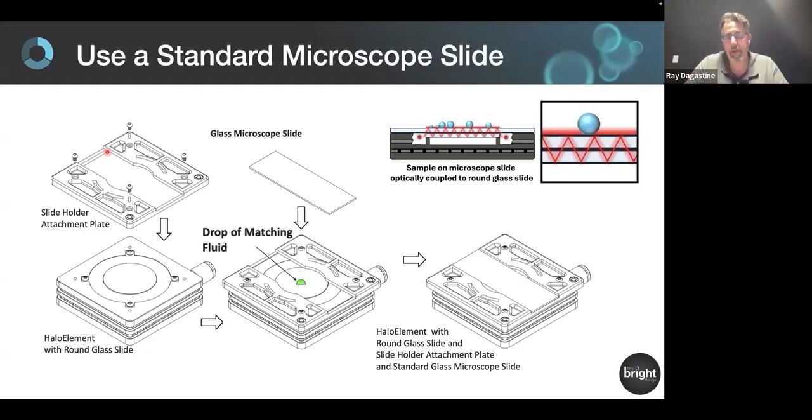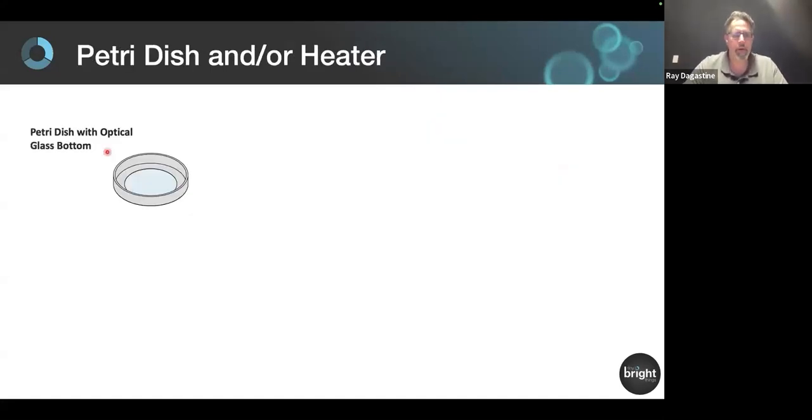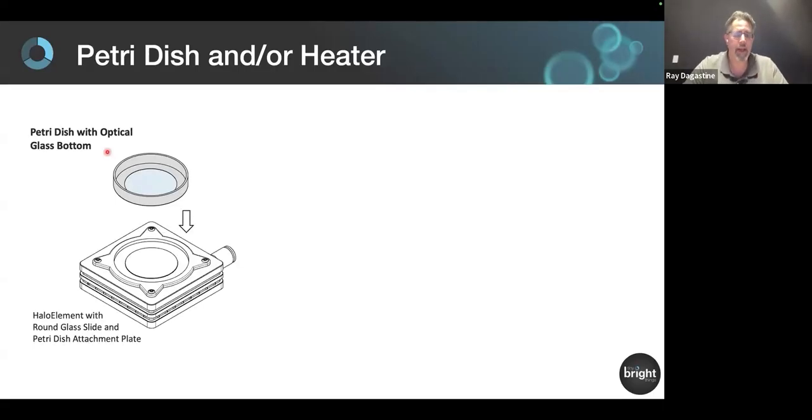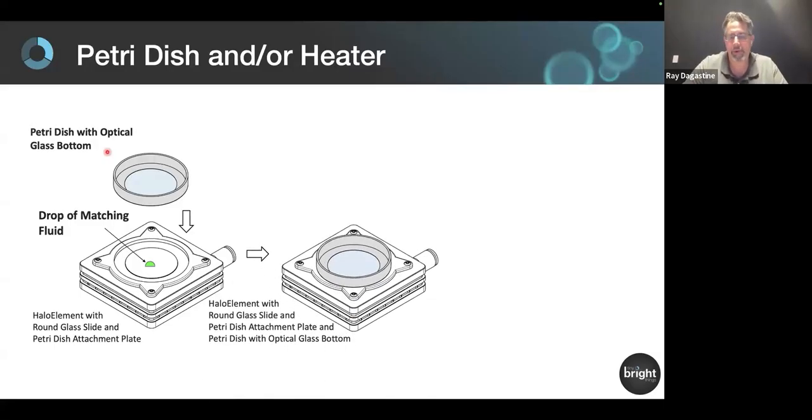But not everyone uses a microscope slide or a cover slip. You're going, wait, I have a cell. It's not fixed. What do I do? Well, take a petri dish. We really like ones that are flat and have optical glass on the bottom. We actually have a couple of preferences. We even built a little holder, and you can throw on, again, matching fluid. Water isn't a perfect match, but it works pretty well too. And then you've got an optically coupled petri dish on there, and you can look from above.